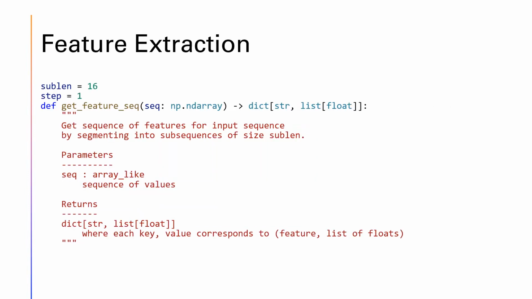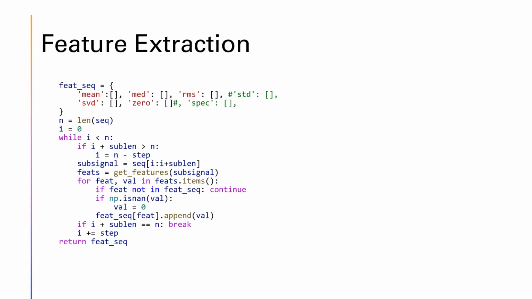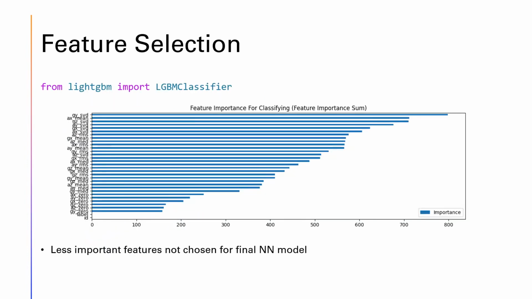Feature extraction involves working on subsignals within each window. The values of features from each subsignal are collected into sequential data, 15 to be exact for each feature, as seen two slides ago. An LGBM classifier is used in software to determine the importance of each feature, contributing to being able to classify the signals better, where less important features are dropped and not chosen for the final neural network model.